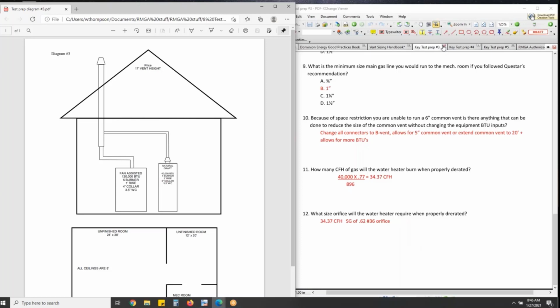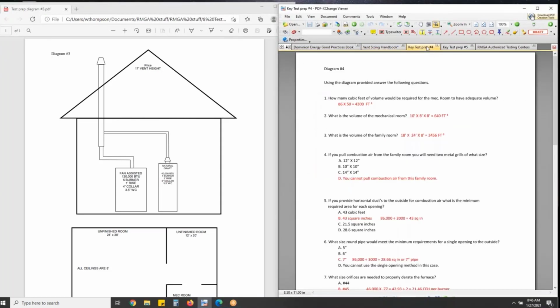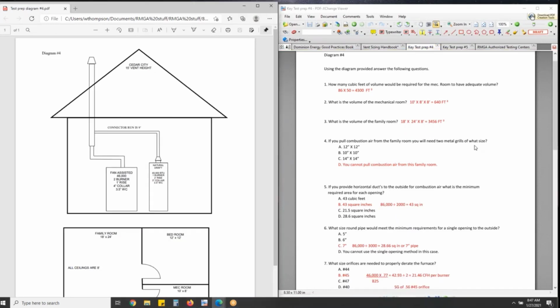Okay, sweet. You guys are doing excellent, man. You're going to blaze through this test with flying colors. All right, diagram number 4. We're in Cedar City. We've got our information. So again, I'm just going to go quick. Stop me if you got something wrong so we can go over it.